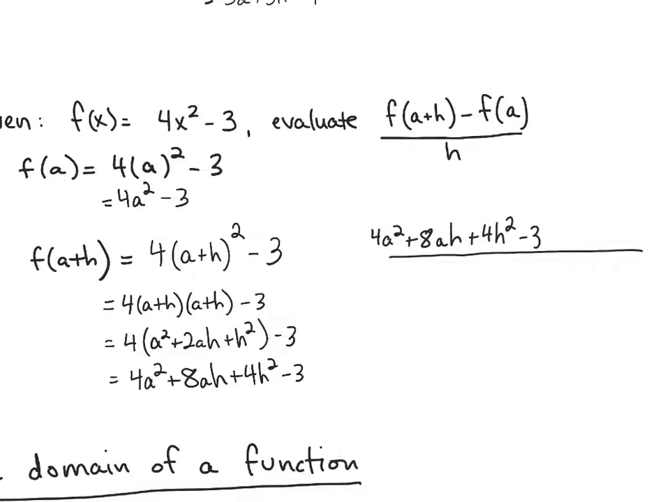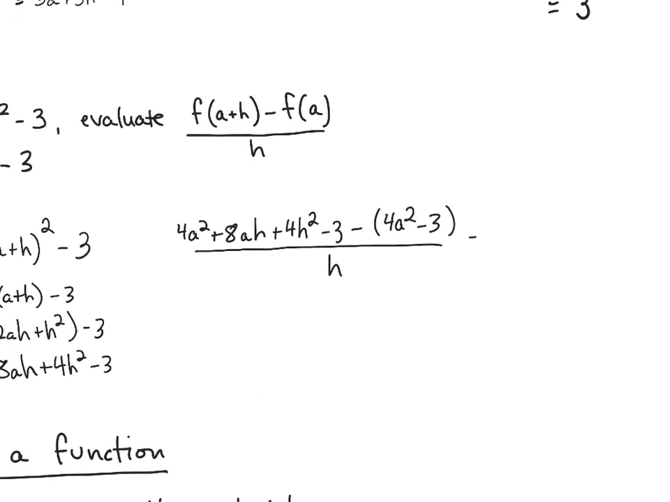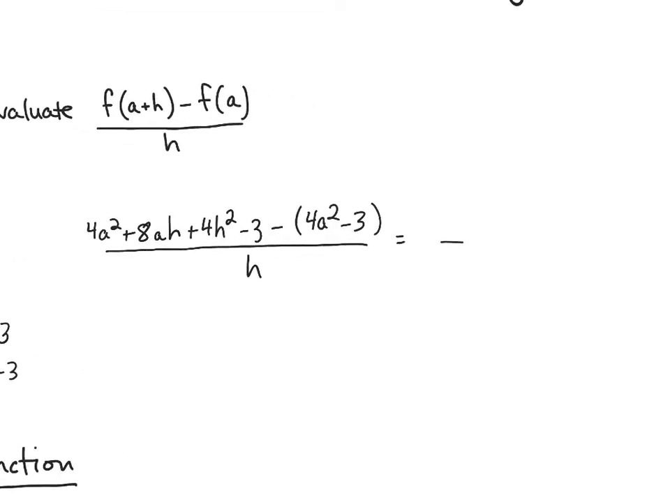And again, when you are subtracting an algebraic expression, make sure you subtract the entire expression set aside in a parenthesis. And then simplifying here, this is going to turn into a negative 4a squared when you distribute the minus sign, so the 4a squared are going to cancel. This becomes a positive 3 when you distribute the minus sign, so that positive 3 is going to cancel with the negative 3. So you're left with 8h plus 4h squared divided by h.